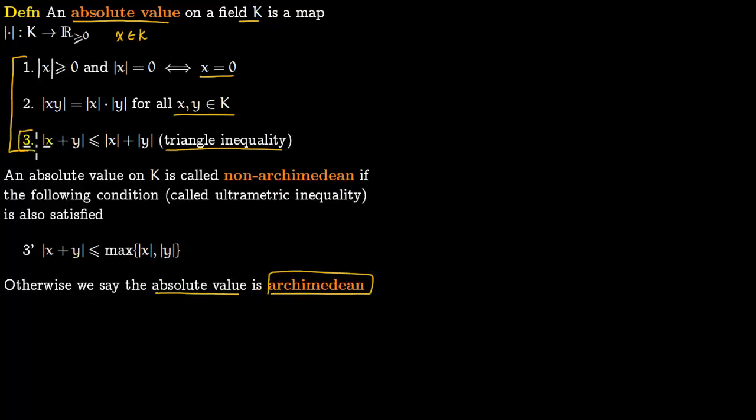Sometimes instead of 3 we will mention another condition, 3 prime. An absolute value on K is called non-archimedean if it satisfies this 3 prime instead of 3. This condition 3 prime is called the ultrametric inequality: the absolute value of x plus y is less than or equal to the maximum of the absolute values of x and y. Whichever is maximum, you choose that. Notice that this is a much stronger statement than 3, and 3 prime implies 3, which you can see immediately.